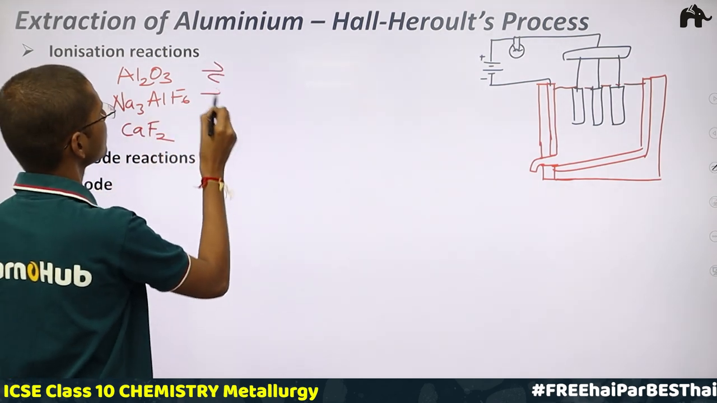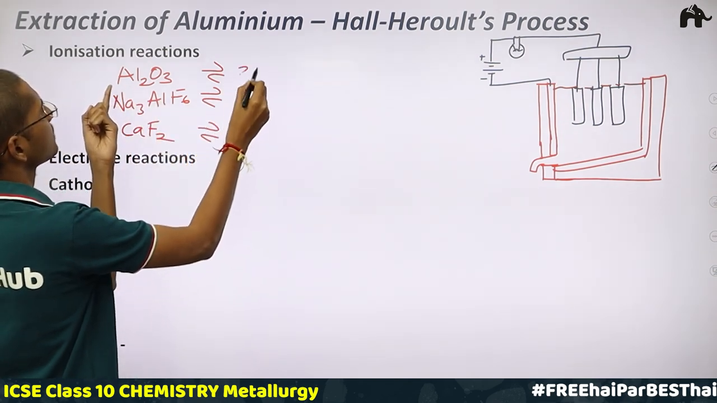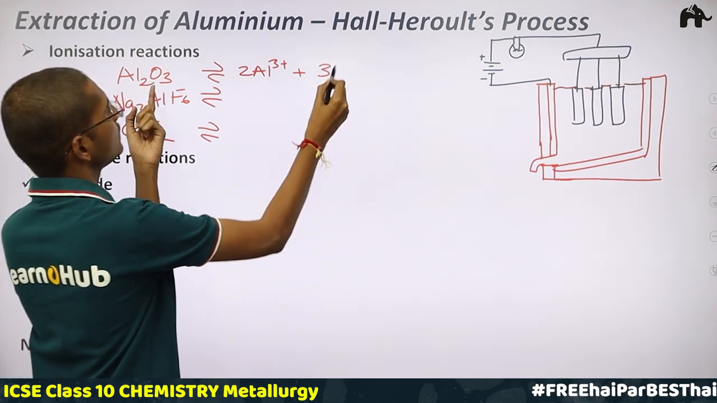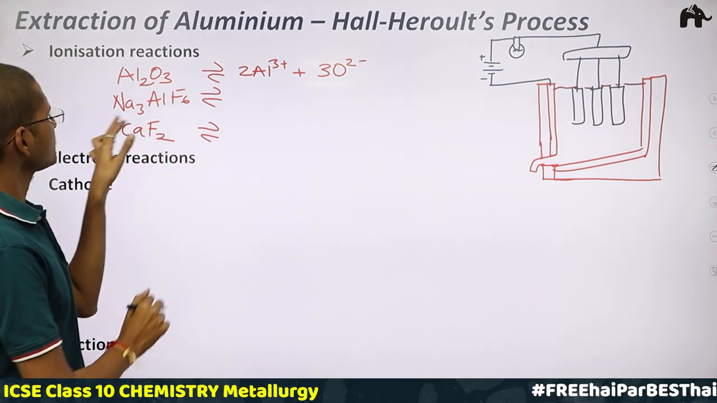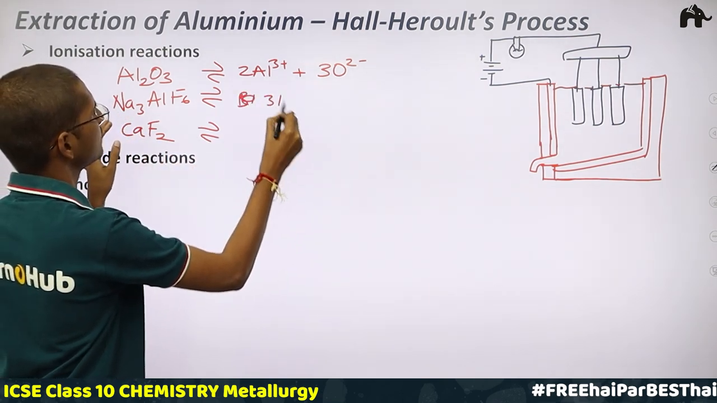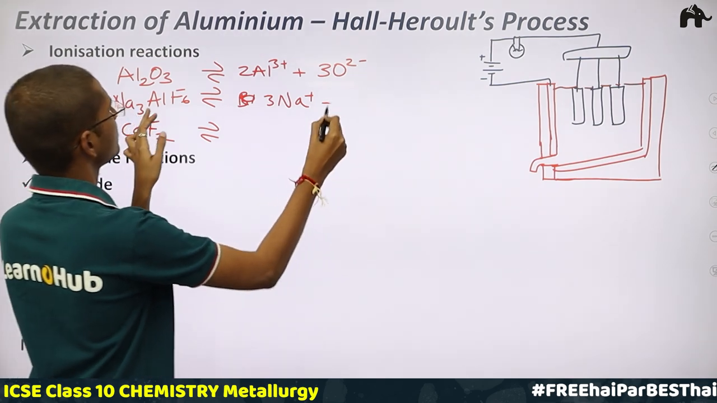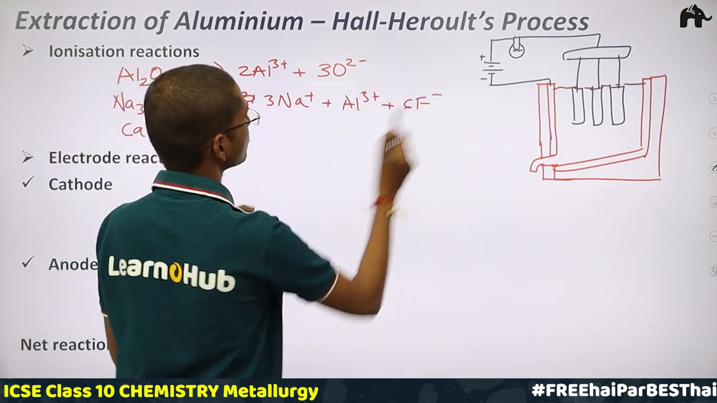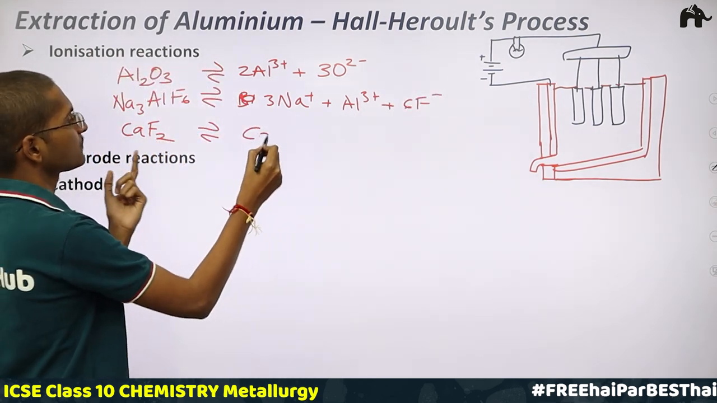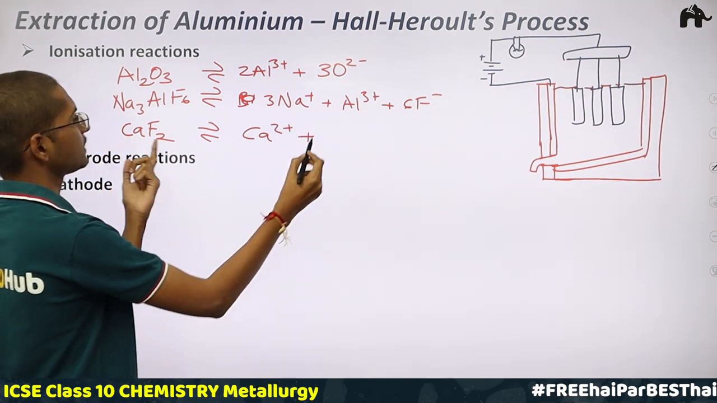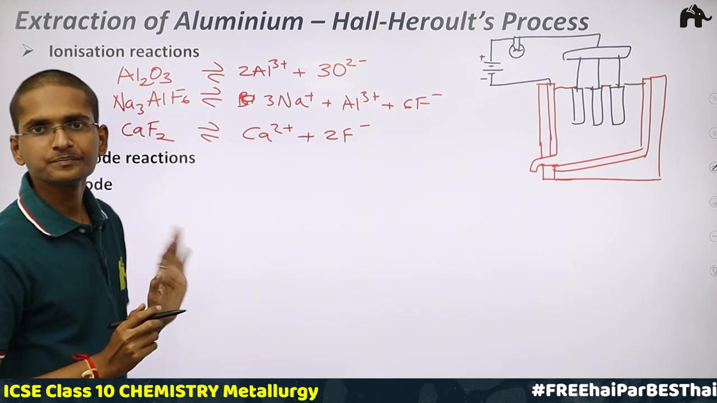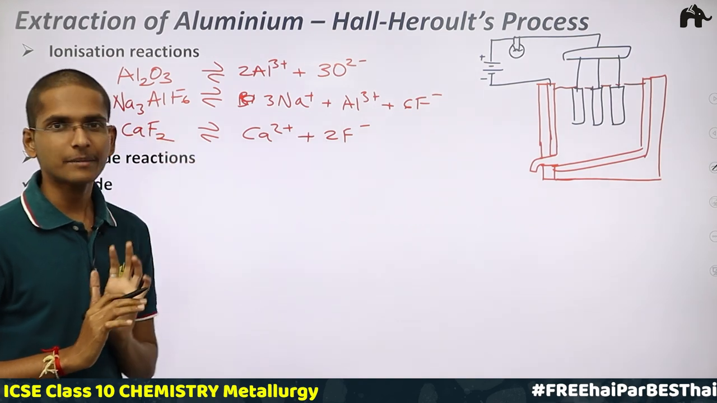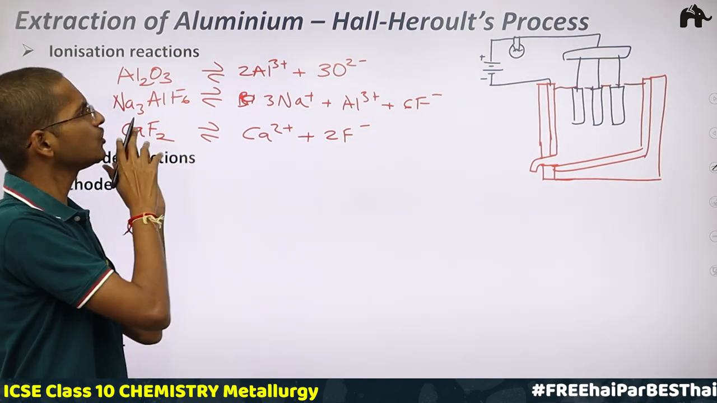Now their ionization reactions. Alumina has two aluminium atoms, so two aluminium ions, 2Al3+, and three oxygen atoms, so three oxide ions. In the same way, cryolite gives three sodium ions, one aluminium ion, since one aluminium atom is there, and six fluoride ions. Calcium fluoride gives one calcium ion and two fluoride ions. If you have studied the electrolysis chapter, you would know how to write these ionization reactions, as we have written a lot of them there.